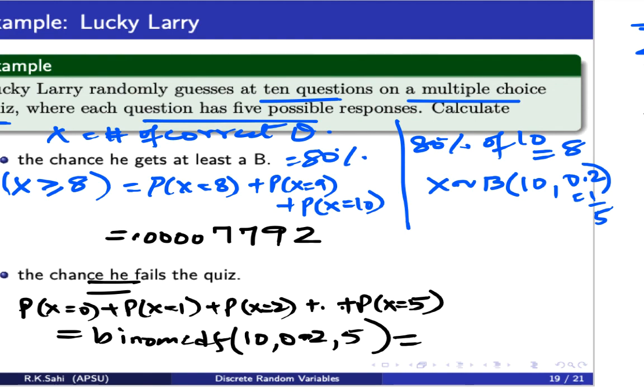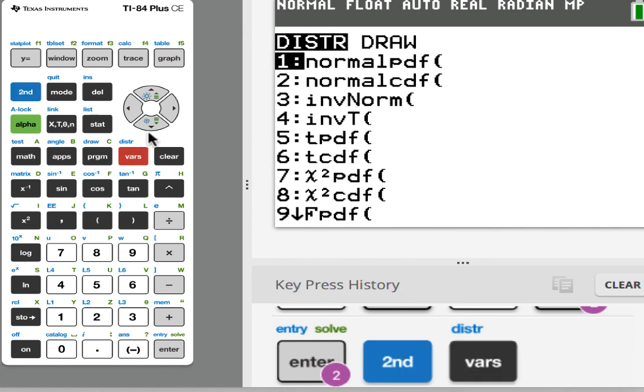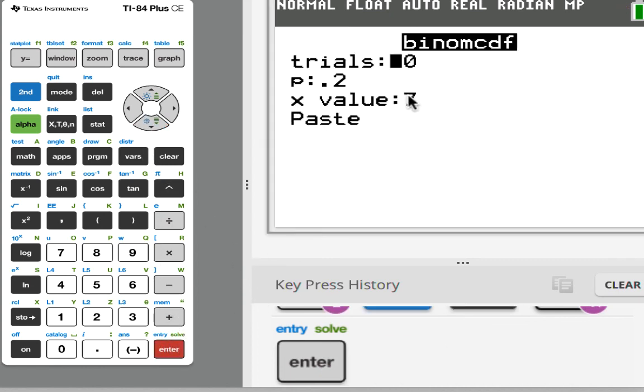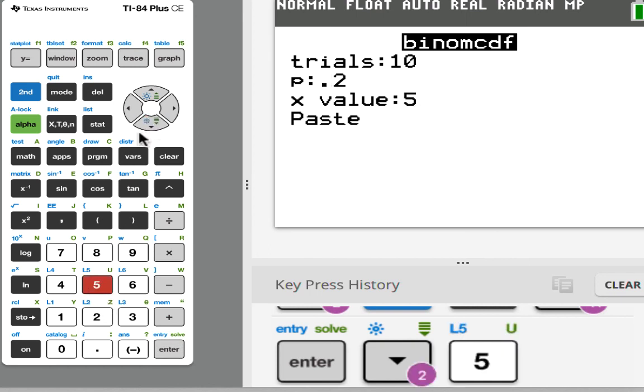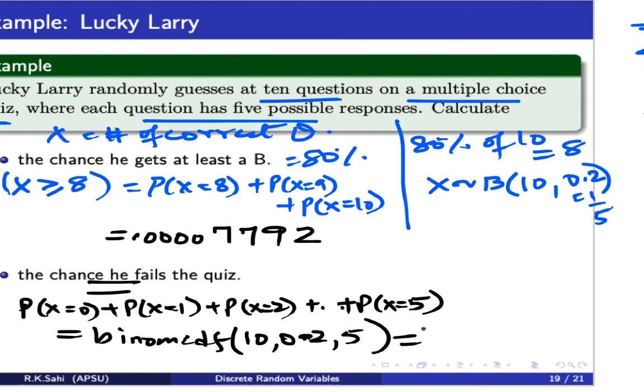And when you plug that in your calculators, second, click on binom CDF, enter. So change the x value to 5 here. Click on paste. You get 0.993630, all those numbers. So we get 0.99363.